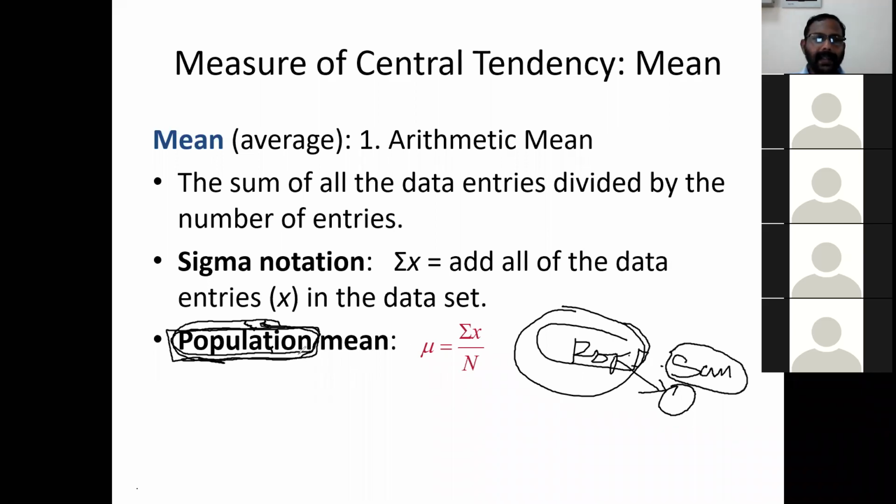Population mean, I asked, what do you mean by population? It is all the interested items in a particular study. All the interested items in a particular study is called population. So population mean is calculated as, so this is more important. We will be using this term again and again. This is called mu. So this population mean is symbolically indicated as mu.